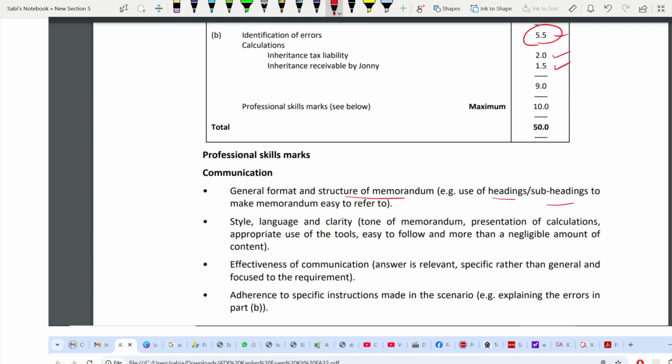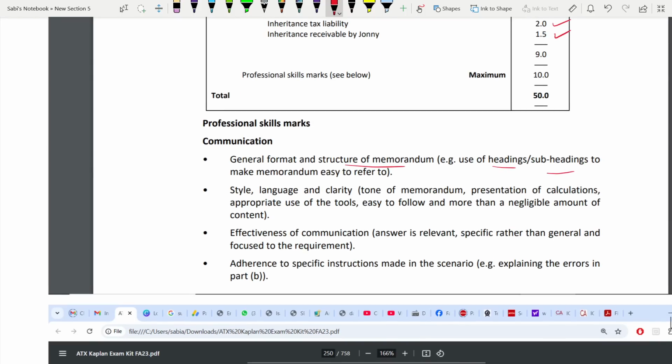Then, by following the specific instructions, how? You are explaining the error in part B. They told you to explain the error. If you have missed out on this, you're not getting your communication skill marks.